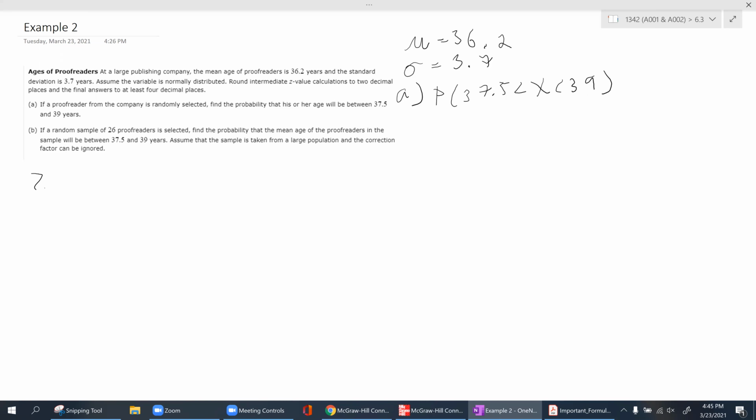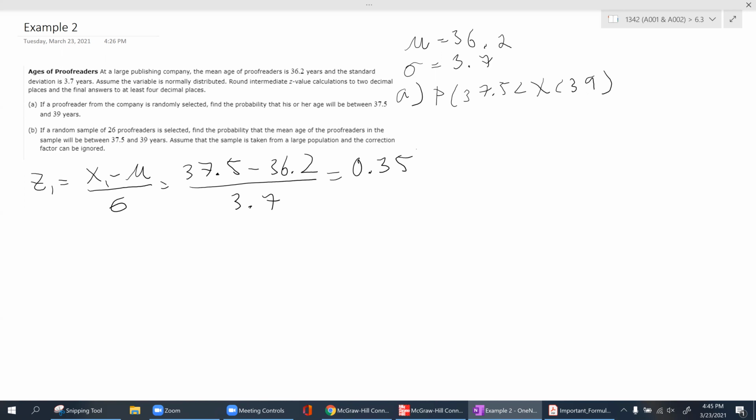So this means z1 is going to be x1 minus mu over the standard deviation. It's pretty straightforward. This is going to be 37.5 minus 36.2 over 3.7. I end up getting 0.35.